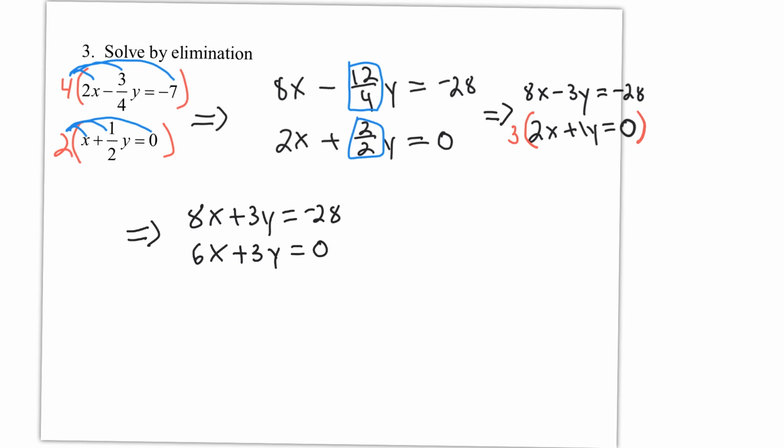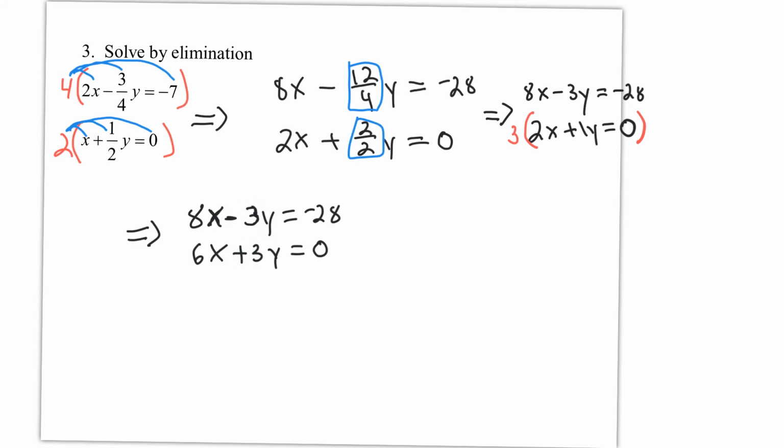I made a mistake. This is not positive right here. It should be negative. So let me just put 6x minus, and we have the 3y. So there it is. We have opposite signs, different signs, and the same coefficient.